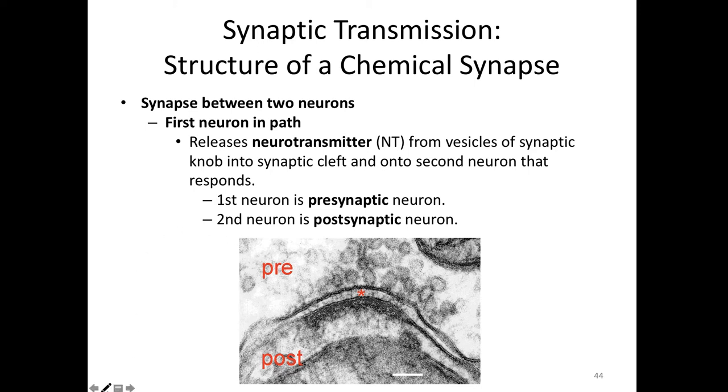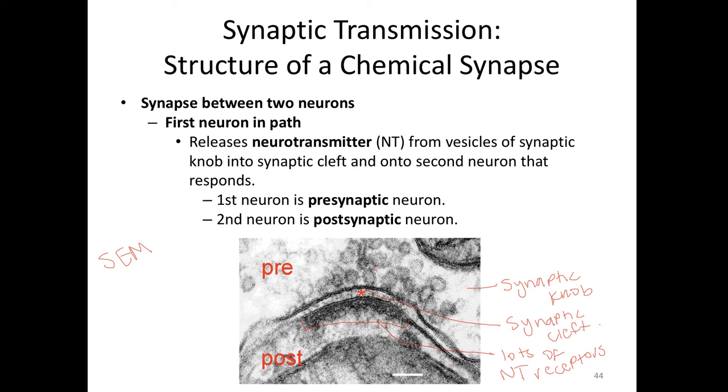So in this picture, we are showing you a scanning electron micrograph of a synaptic knob. The asterisk is in the synaptic cleft. And this area on the postsynaptic cell that is really dark has lots of neurotransmitter receptors.